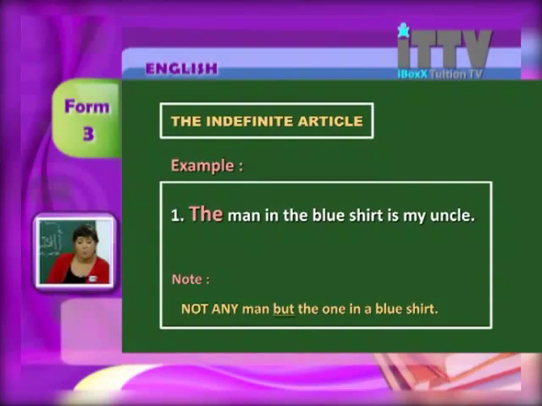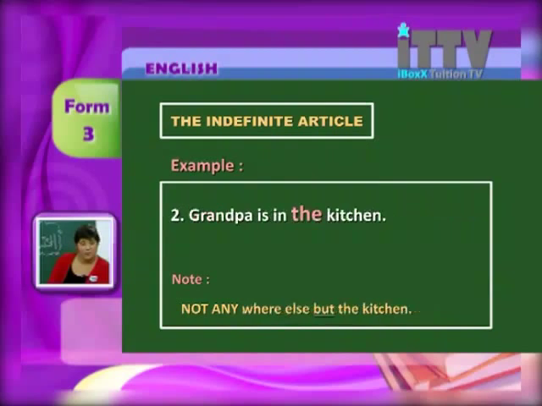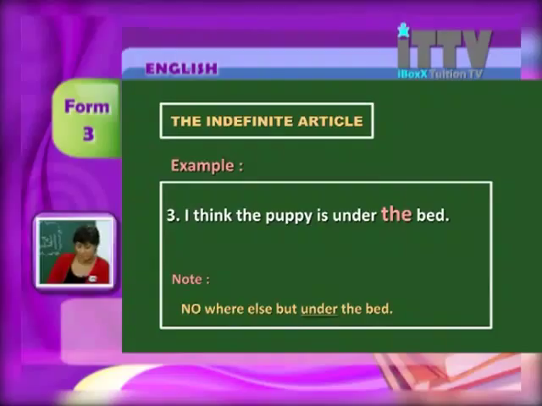Not any man, but the one in a blue shirt. That should do it for you, explaining the rule clearly for you. Another example, Grandpa is in the kitchen. Specifying this time not a person but a particular place. Not in the bathroom but in the kitchen, in the kitchen. Not anywhere else but the kitchen.